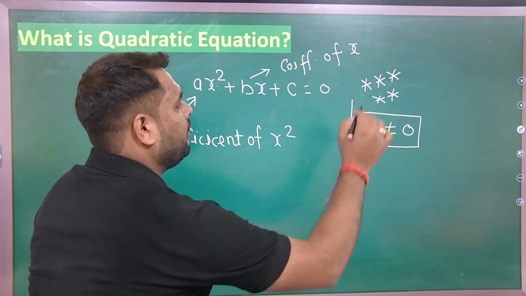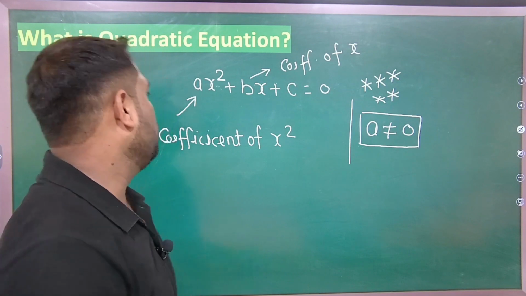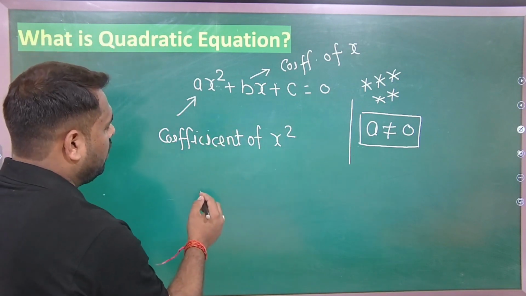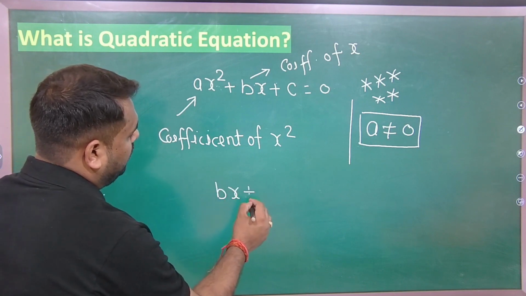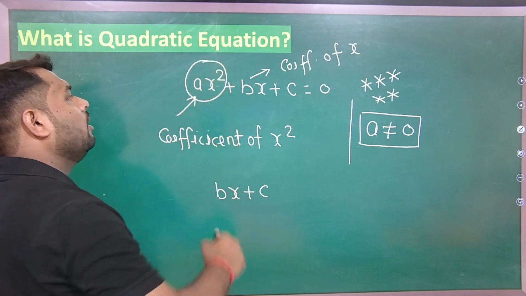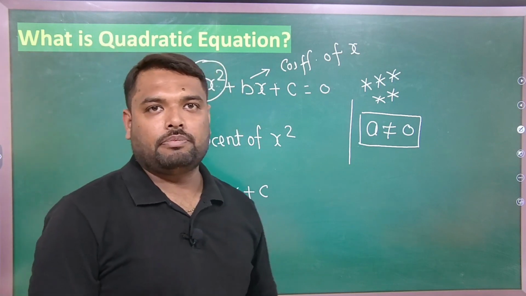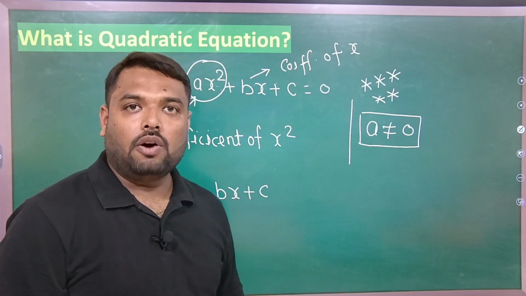Why can a not be equal to 0? Just put the value of a as 0. Let us put the value of a as 0. Then what will be the result? It will result in bx plus c, because if a is 0, this whole term will be 0. Now it is not a quadratic.